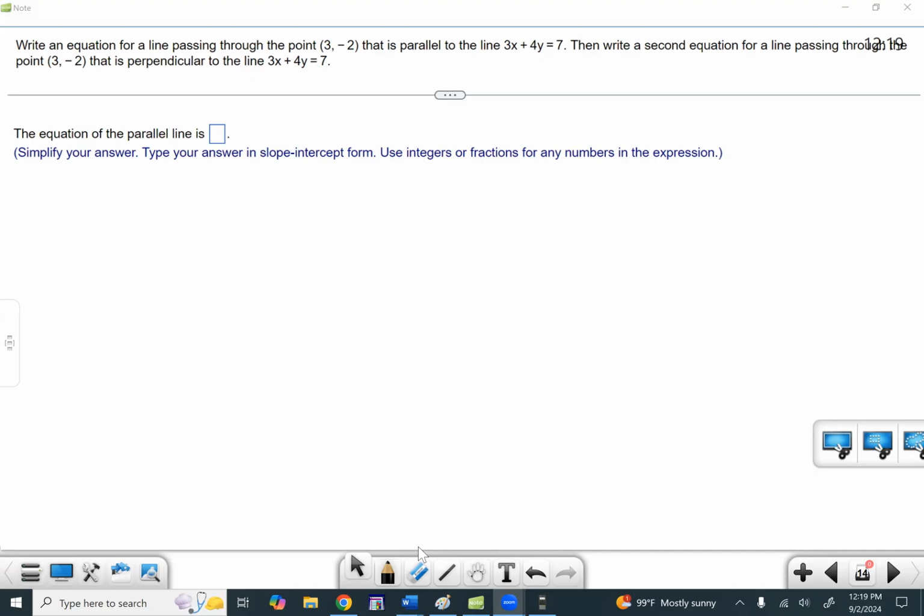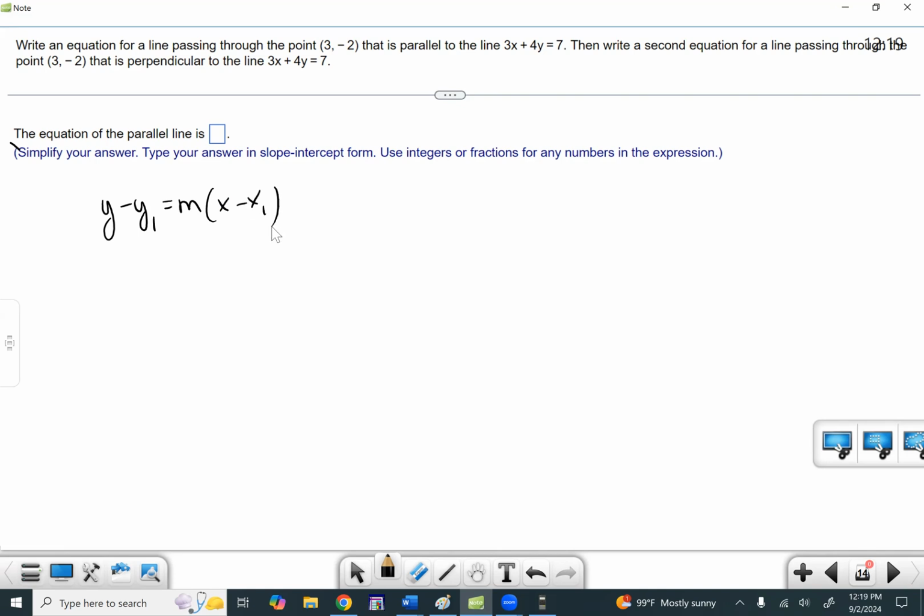All right, let's take a look at number 15. Write the equation of the line passing through the point (3, -2) that's parallel to 3x + 4y = 7. There are a lot of different ways to do this. Let me go ahead and write down the point-slope formula.